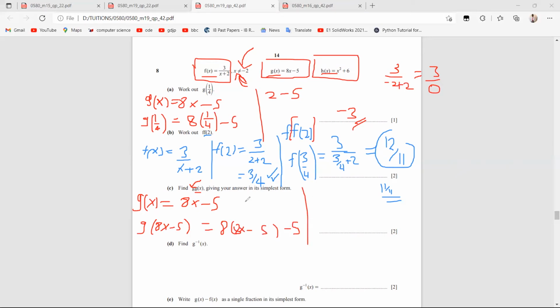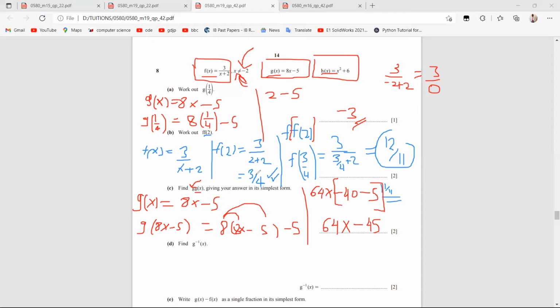We can simply open this bracket by distributing the 8, okay? So 8 times 8x is 64x, okay? And then 8 times -5 is -40, and then there's that -5 that was outside the bracket. So we have 64x, -40 minus 5 is -45. Remember to type it in your calculator if you are not sure, okay? The whole of that part.